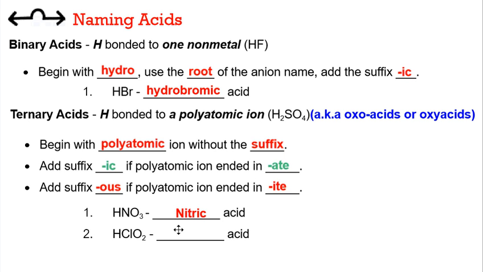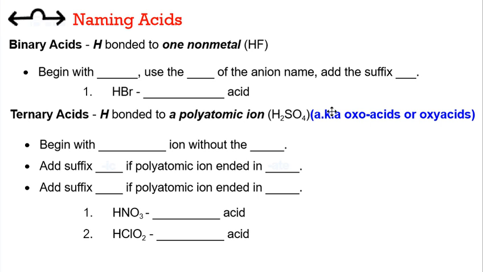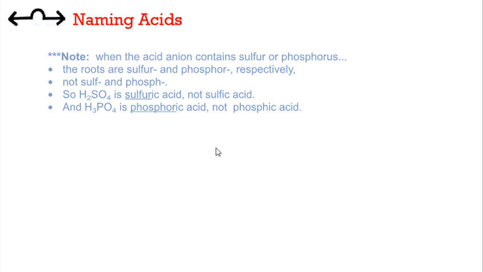If it was ite, you would change to ous. So chlorite would be chlorous acid. Keep in mind the reason these are called oxyacids, oxoacids, is because oxygen is part of that polyatomic ion. This is a little nomenclature issue we've always had: when you have acids of sulfur and phosphorus, we use a larger root than you would think for the stem. You say sulfur instead of sulf, or phosphor instead of phosph. So it's sulfuric acid, not sulfic acid. Phosphoric acid, not phosphic acid.